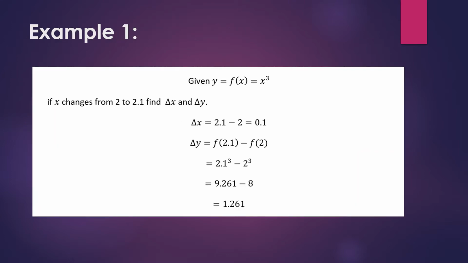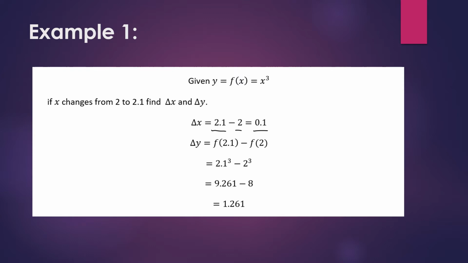Delta is just saying the change in a variable. So if we take a look at the function y equals f of x, which equals x cubed, if x changes from 2 to 2.1, find delta x and delta y. So delta x is the change in x. If we're going from 2 to 2.1, then 2.1 minus 2 is 0.1. X changed by 0.1.